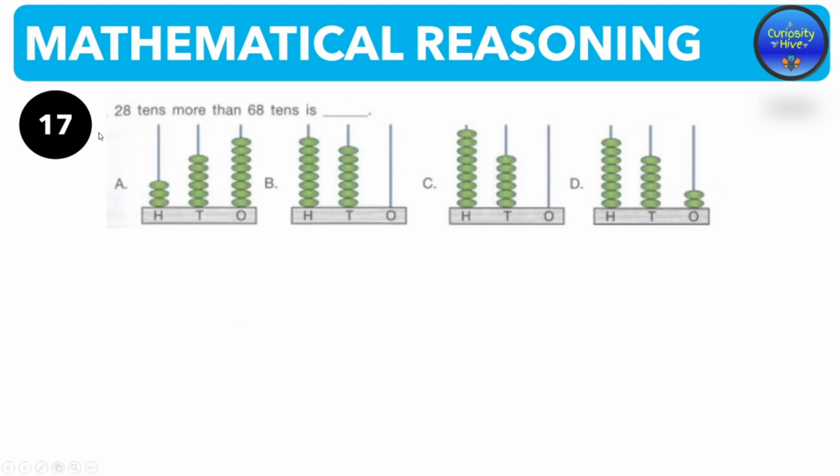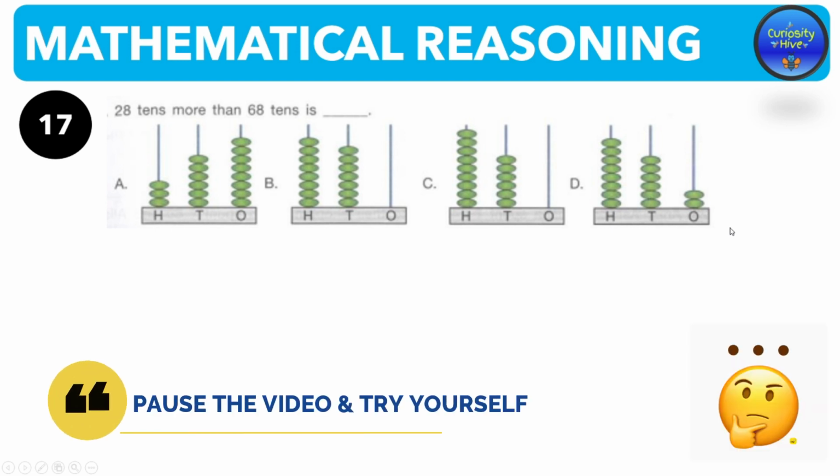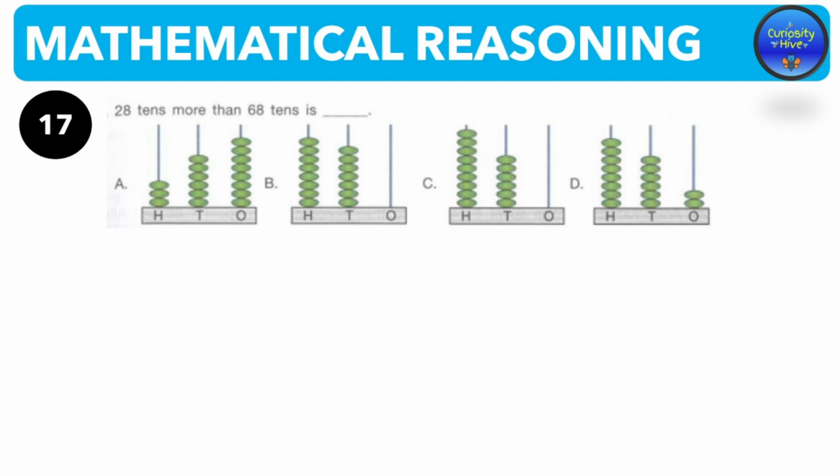Next question reads, 28 tens more than 68 tens is what? And you have to choose the right abacus showing this answer. Well, pause if you want to solve yourself. Now there are two numbers here, 28 tens and 68 tens. And we have to find 28 tens more than 68 tens. That means 28 tens plus 68 tens.